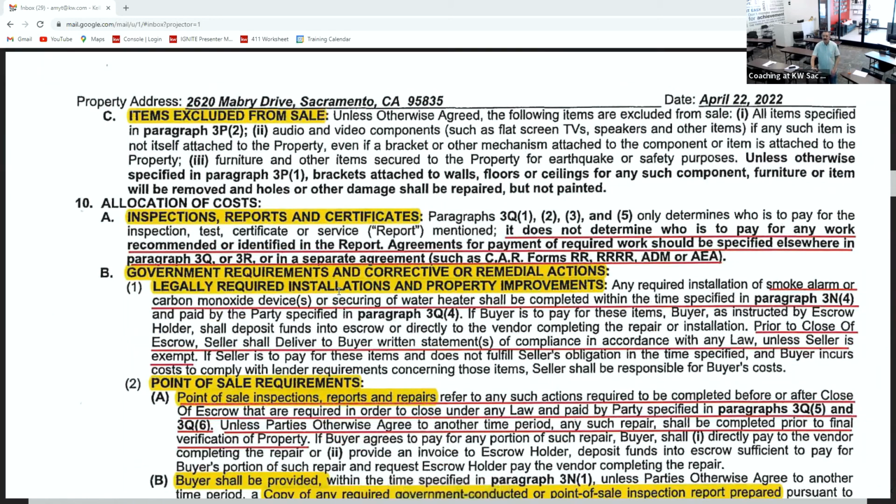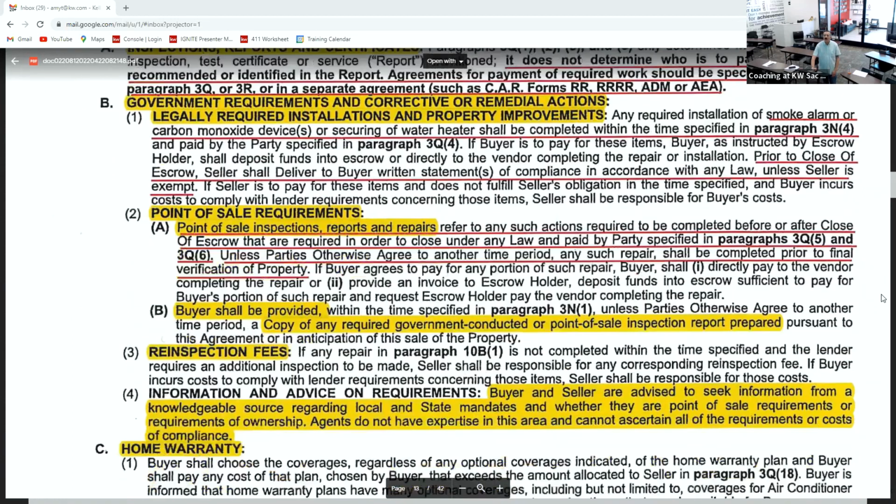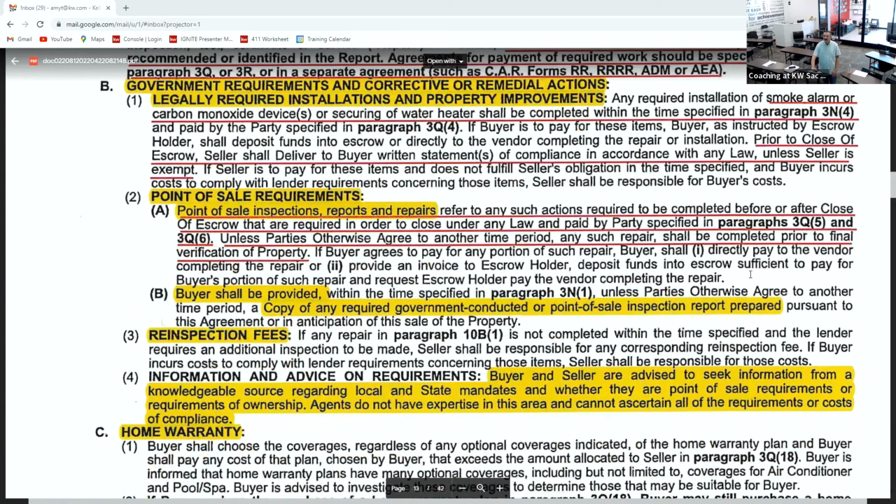Again, referring back to the initial time period, inspection reports and certificate, government requirements, point of sale requirements. Sometimes in some areas there are point of sale requirements, as we discussed, like in Woodland, where you have to have the sprinkler system inspected by the fire department. There's a fee for that.